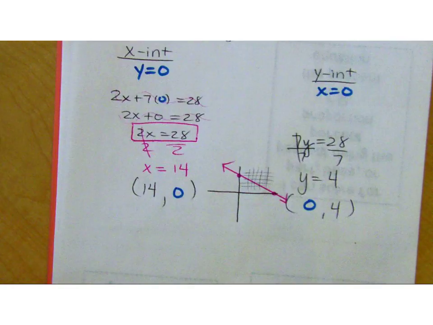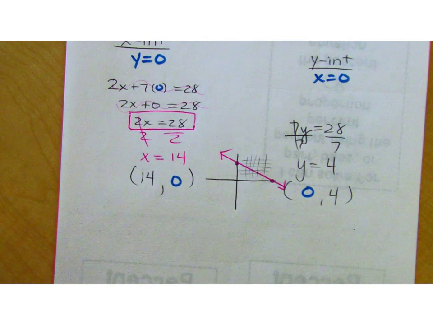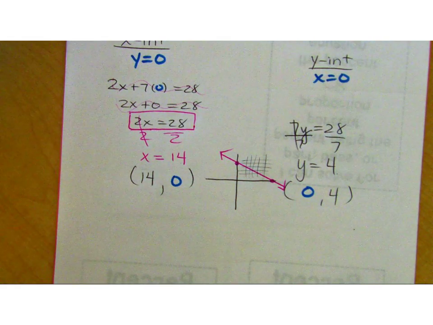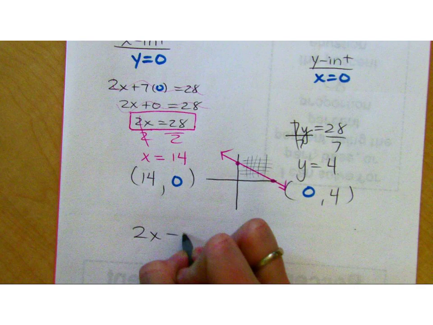All right, so if I have a problem that looks like that, you're probably thinking, is it always going to be that easy? No. What happens if we have a problem that says 2x minus 4y equals 10, okay?